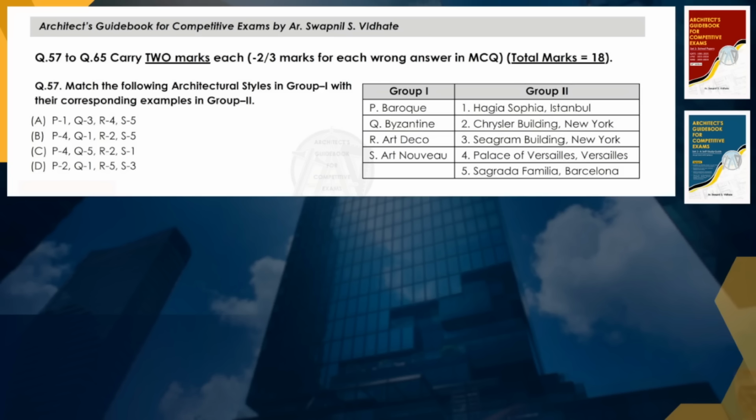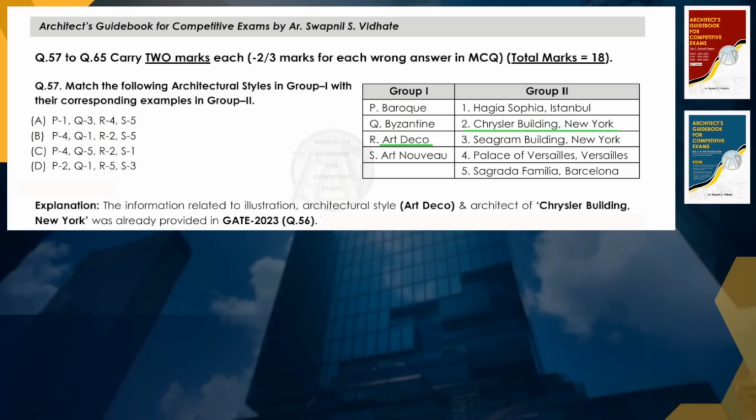Question 57. Match the following architectural styles in group 1 with their corresponding examples in group 2. In group 1, they have mentioned the architecture styles. In group 2, they have mentioned the monuments or the famous buildings. And we have to correctly match which building is particularly showing which architectural style.